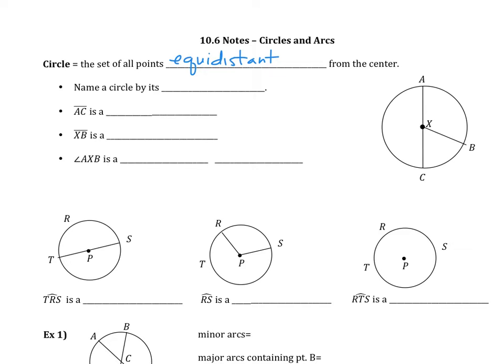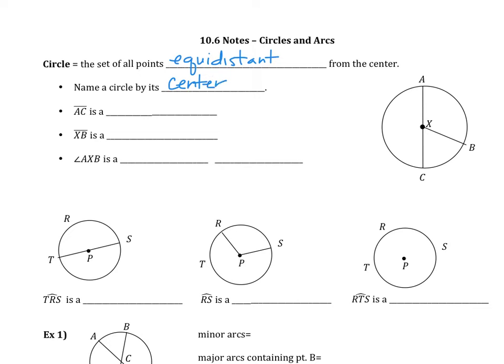So if you look at this circle off to the side here, the distance from X to the circle, any one of these, is the same for all of them. That's getting us all of these points all the way around the circle. So a circle is just the set of points that are always the same distance away from the center of the circle. Okay? You always name a circle by its center.